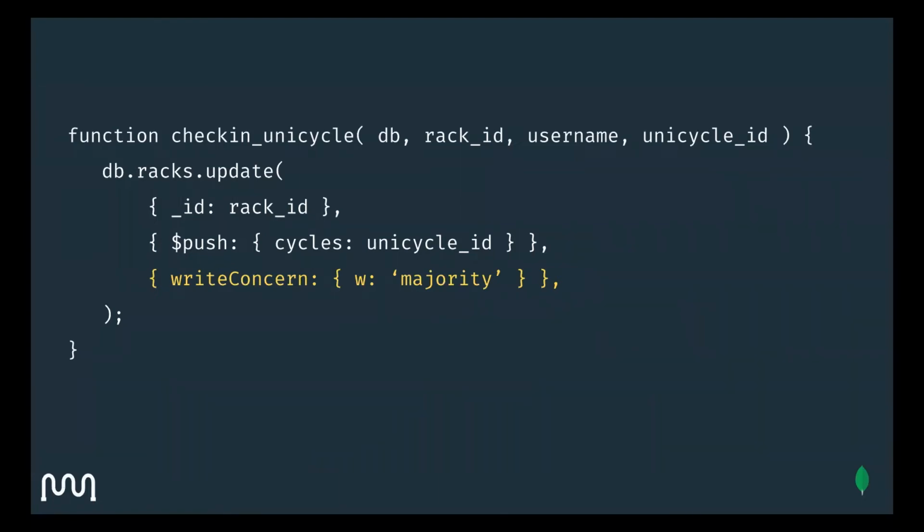It's important to acknowledge that majority writes are slower than W1 writes. They have to wait for secondaries to replicate writes, instead of being able to respond successfully to the client immediately. In this case, that's fine. It's okay if we're checking in a unicycle to take some extra milliseconds, and users will likely not even notice.